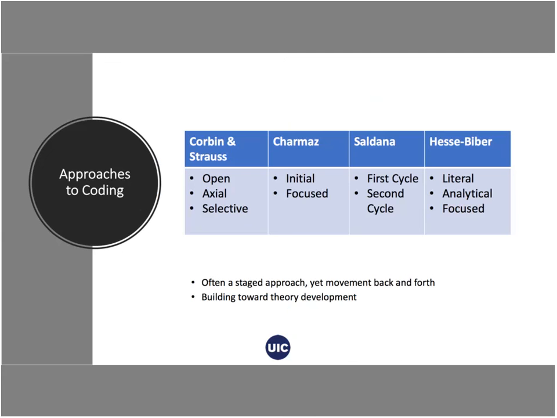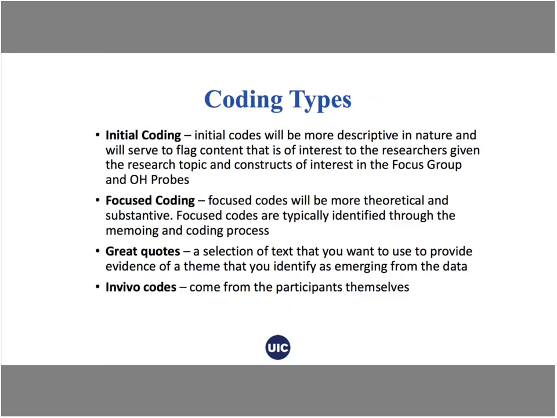There are lots of different approaches to coding. Your approaches to coding should match your epistemological and theoretical lens, your stance with respect to the data. Typically, coding is at least two levels, one a little bit more initial and one more focused, and it's often a staged approach, where you can move back and forth between the coding types. These are some coding types I use and my students use in our coding and analysis, usually an initial code and then a focused, higher level, more theoretical code.